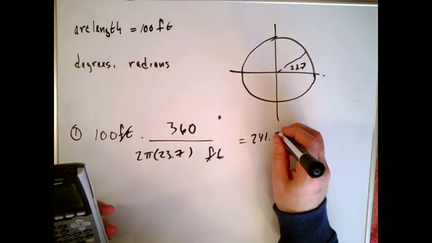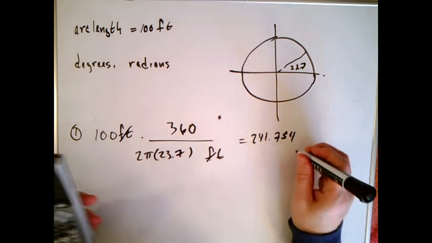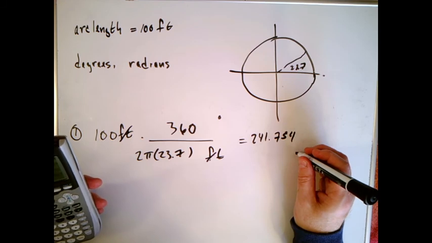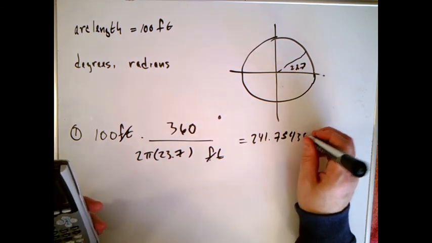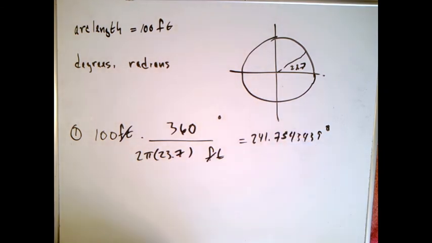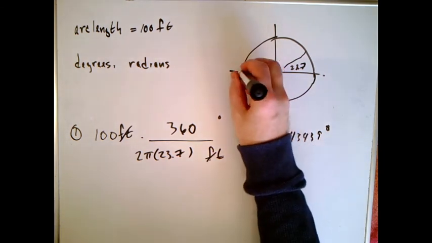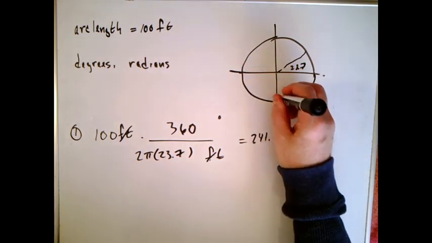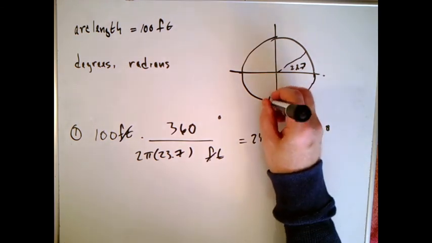241.754,3439 degrees. I don't like to round if I can help it. Now, a couple things. Remember that halfway is about 180, 3/4 is about 270, so we're sitting about here right now.